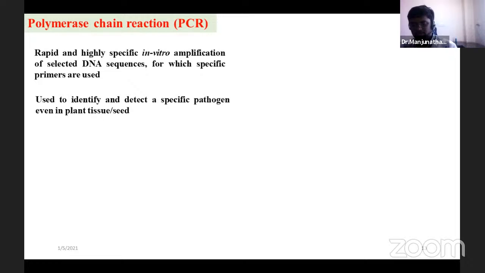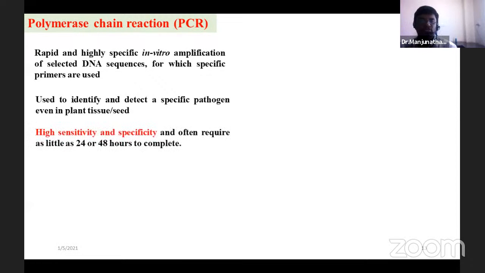As I mentioned, suppose the pathogen is a latent infection, or is not seen on the surface of the seed, or is internally seed-borne, or is not detected by the incubation method. In such cases we can easily use this method for the identification of seed-borne pathogens. It is highly sensitive and specific. You can get the result within 24 or 48 hours.